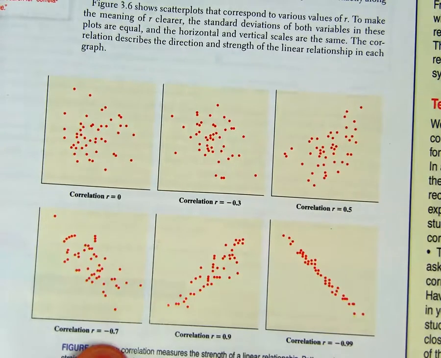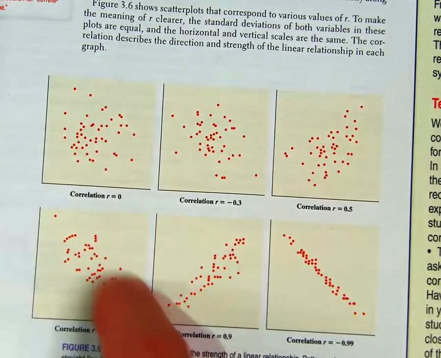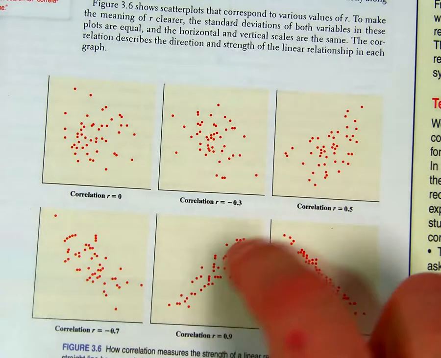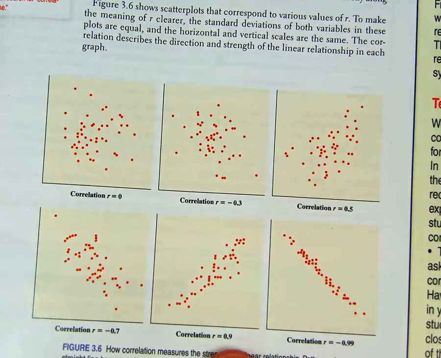Here is a -0.7, so a little bit stronger. You can definitely tell it's negative, but still not very strong. And I'd say that's moderate, and this one would probably also be called moderate. This is a 0.9, which surprises people sometimes. Sometimes you would expect 0.9 to be stronger than that, but it's not. And here's a -0.99. That's very, very strong, but still not perfect.